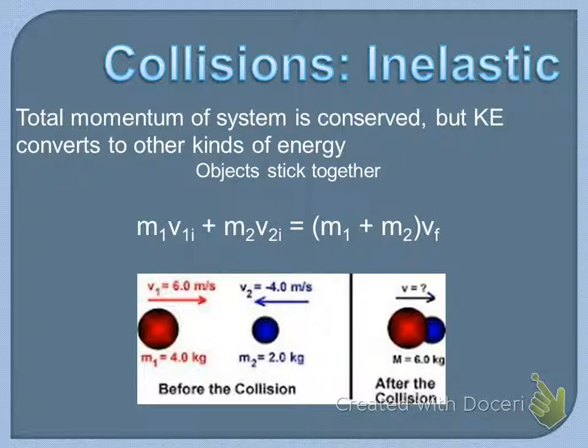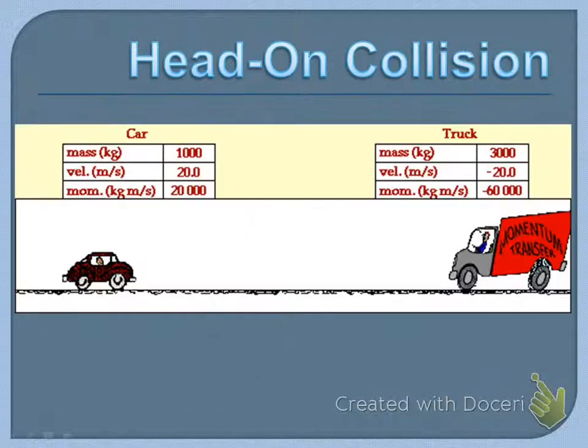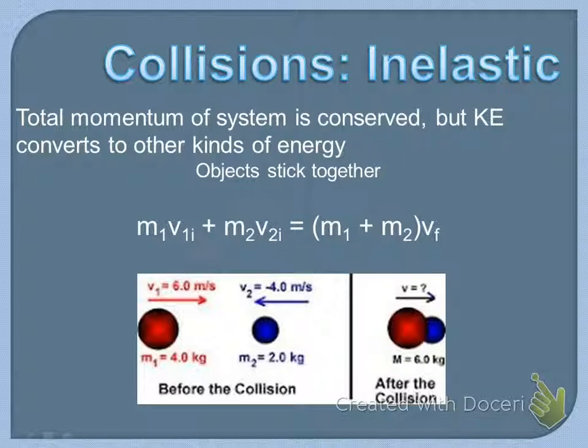Because they stick together, we write our equation for inelastic collisions a little bit differently. The side on the left for the initial condition before the collision still looks very much the same. But after, we have M1 plus M2 times a final velocity. Because they stick together, we can consider their masses as one object. And again, that final velocity has to be the same because they're stuck together and one can't be moving at a different velocity than the other.